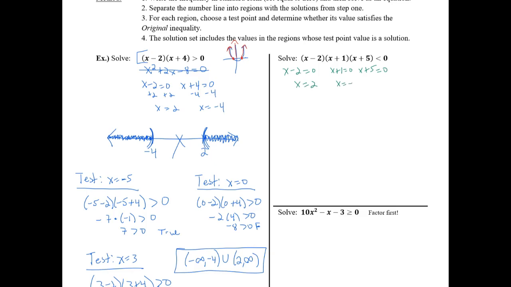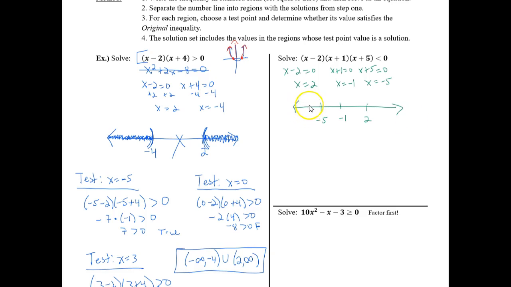So solving each one, I get x equals 2, x equals -1, and x equals -5, just by adding 2, subtracting 1, and subtracting 5. So those are the 3 critical points. I'm going to go ahead and make a graph here with -5, -1, and +2 as our critical points. We have to test each area, so each region. I have 1, 2, 3, 4 regions I need to test.